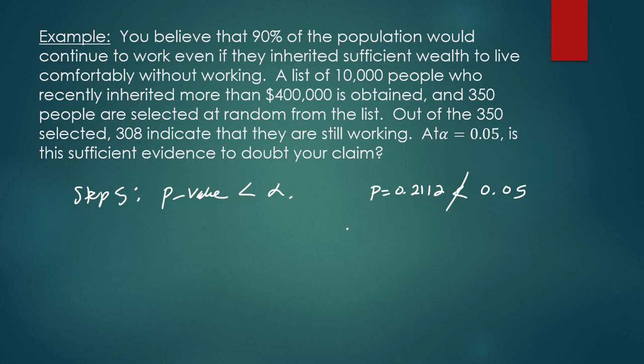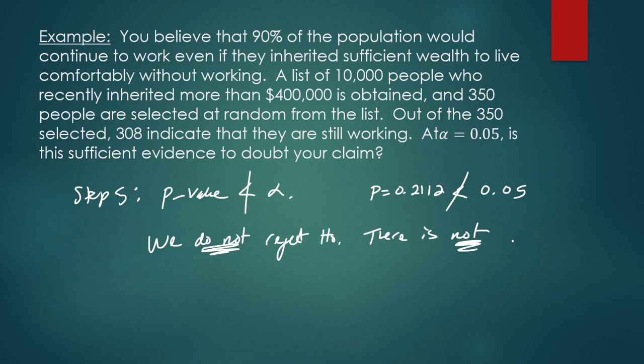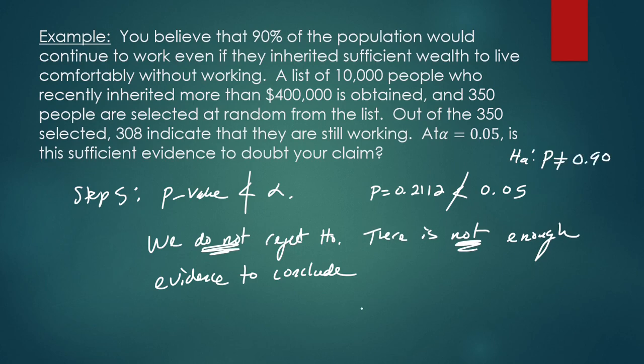No, the p-value is not less than alpha. So I'm going to say we do not reject the null hypothesis. There is not enough evidence to conclude. And remember, our conclusion is always in terms of HA. HA was P was not equal to 0.90. So we are going to say we do not reject the null hypothesis.